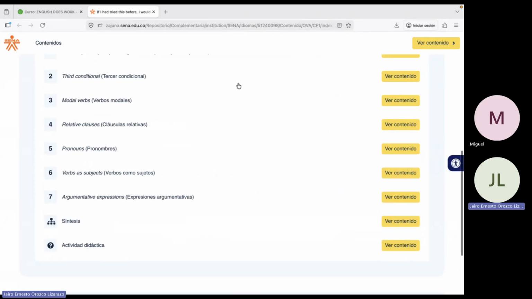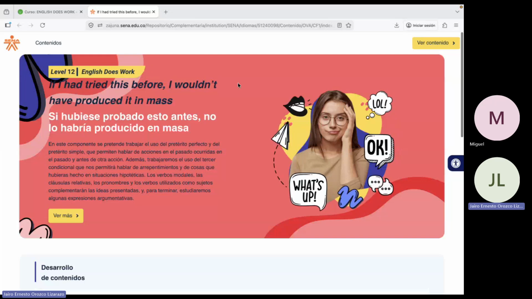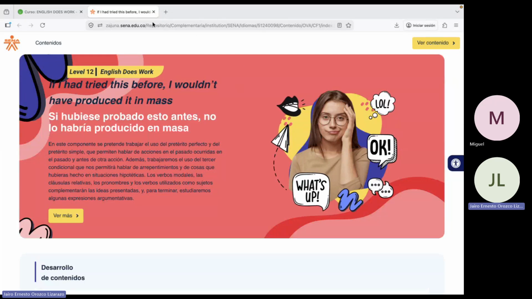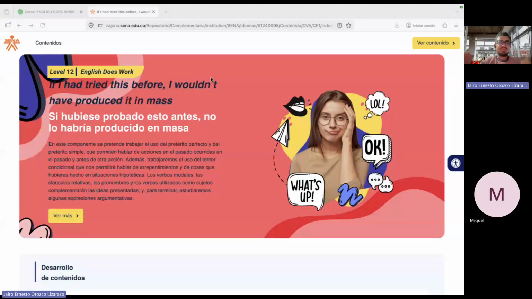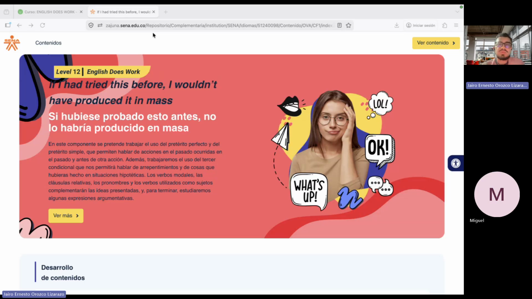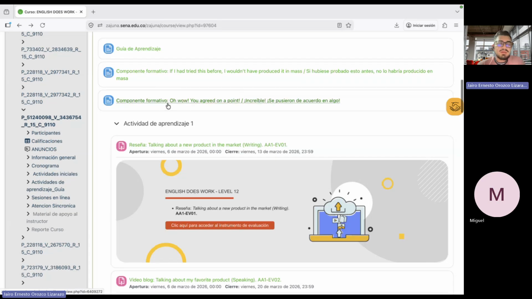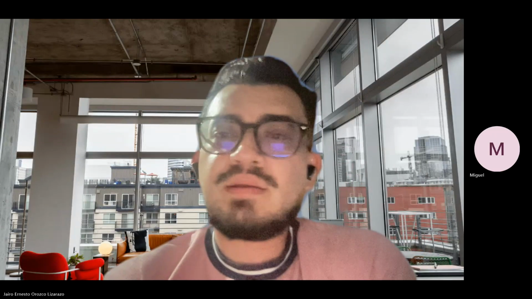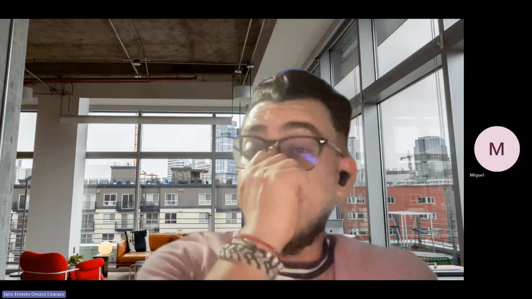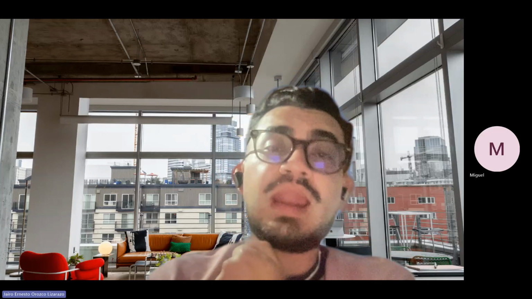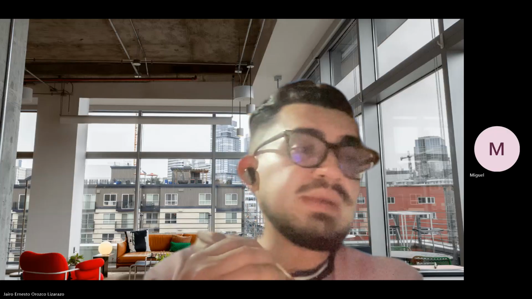Okay, so today we finish our first formative component, which is if I had tried this before, I wouldn't have produced it in mass. All right. Next week, we are going to see our second formative component, which is, oh, wow, you agreed on a point. Increíble, se pusieron de acuerdo en algo. Okay. So next class, we have that formative component, and that is our last station for this class. Okay. So next Wednesday is our last class. All right. So please keep that in mind.